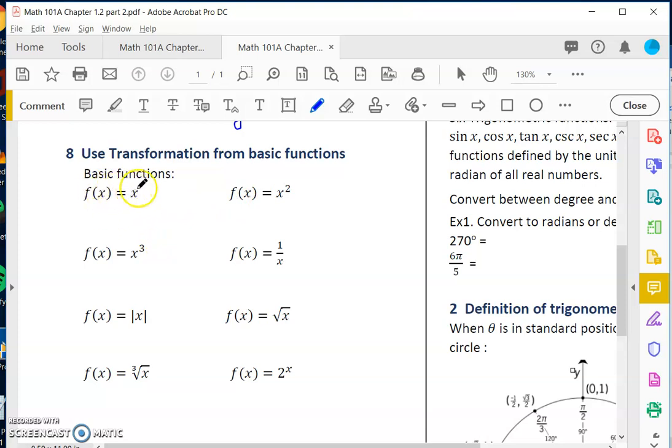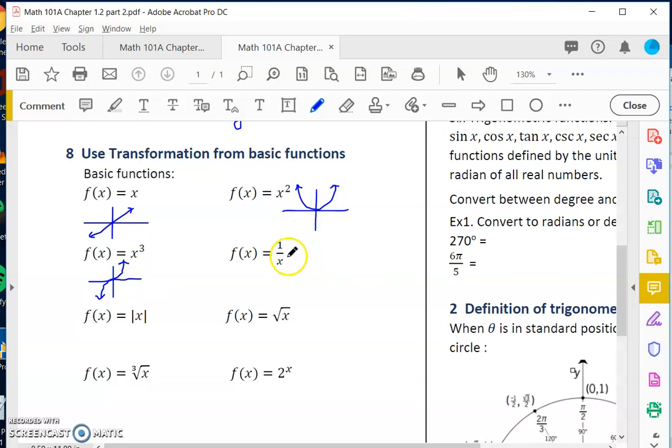The first is f of x equal to x. It is just a linear function with a slope of 1, so it's also known as the identity function. So it would be graphed like this. Key points would be (0, 0) and (1, 1). Okay. So f of x equal to x squared is the parent function of a quadratic function. x cubed is a cubic function. It's a very typical odd function.